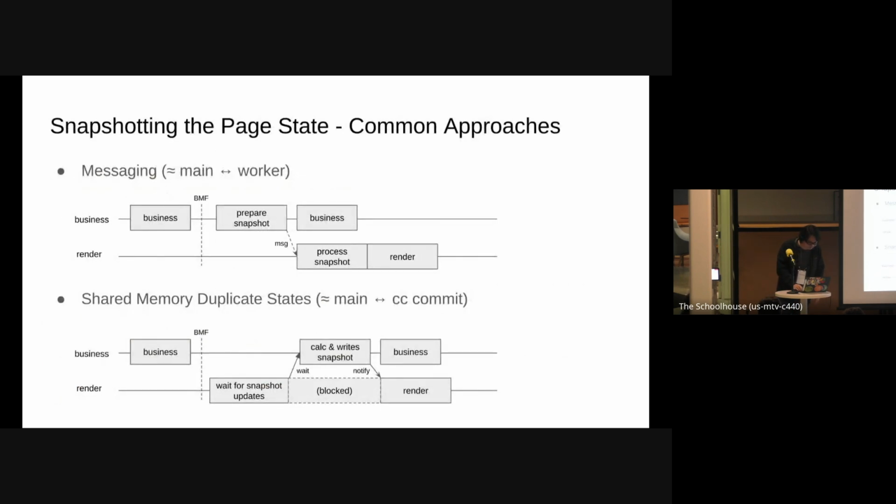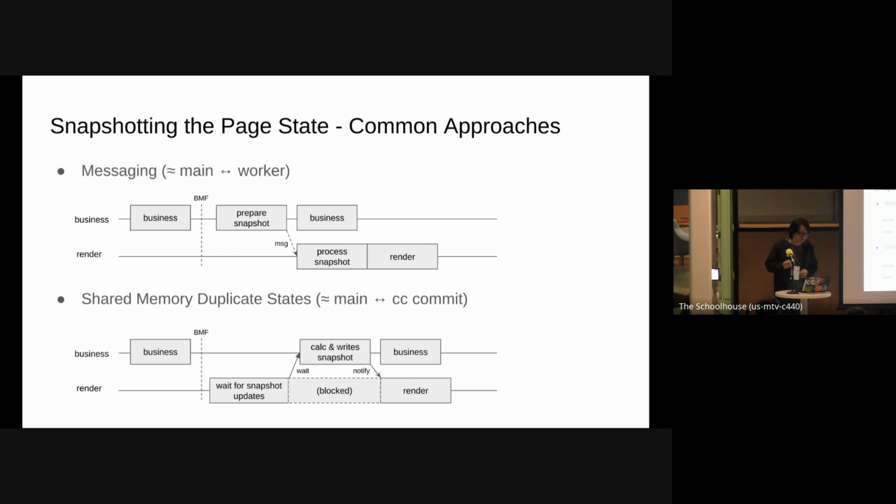So yeah, before going to what I'm about to propose here, here are some common approaches, or I call them naive approaches. The first one is we pass the snapshot with a message. It's like how we synchronize between the main thread and the JavaScript worker thread. And the messaging timeline is like this.